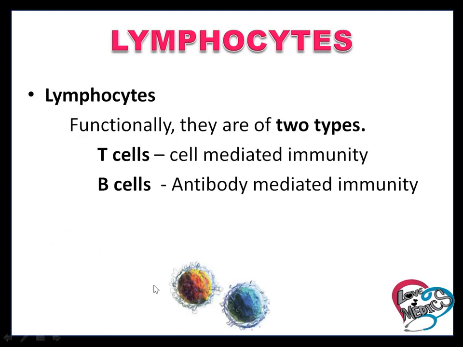Functionally, the lymphocytes are of two types. They are T lymphocyte and B lymphocyte. T lymphocyte gives the cell-mediated immunity. B cell gives the antibody-mediated immunity. So, B cell, antibody. You can remember it like this. The T cell sends the signal to another cell to destroy an infected cell. It gives the signal to another cell, so it is cell-mediated immunity. But B cells release the antibody and that antibody affects the antigen. So, the antibodies destroy the antigen.